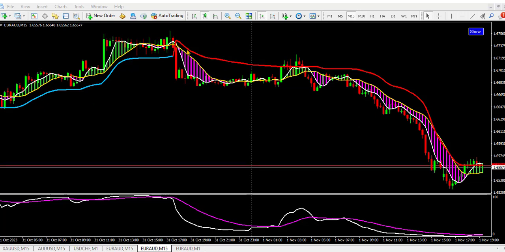At this particular point, we have this indicator turning from aqua to red. At this point, it turns to red, and when you check the other indicator here, it turns to purple, with the white cross below the red, and then we have this purple color histogram. So this is a second confirmation for the sell.